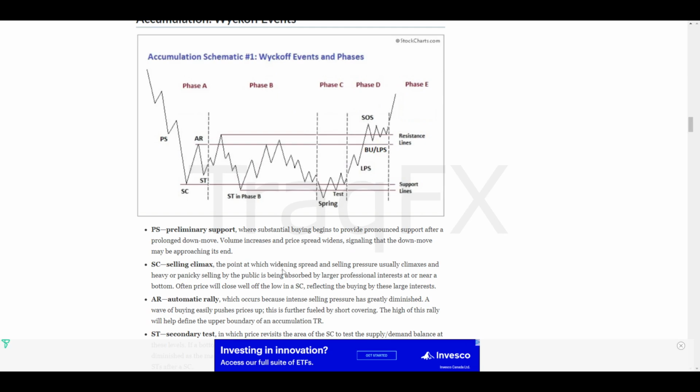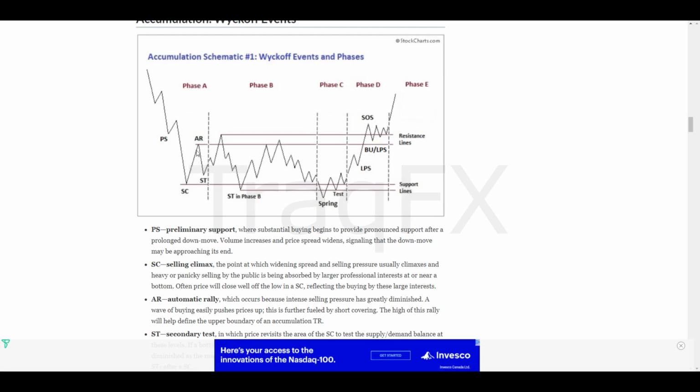Let's read this. The point at which widened spread and selling pressure usually climaxes, meaning finishes, and heavier panicky selling by the public is being absorbed by larger professional interest at or near a bottom. Often price will close well off the low in the SC, reflecting the buying by these large interests. So if that's confusing, just imagine this as where sellers are out of the market and buyers come in.